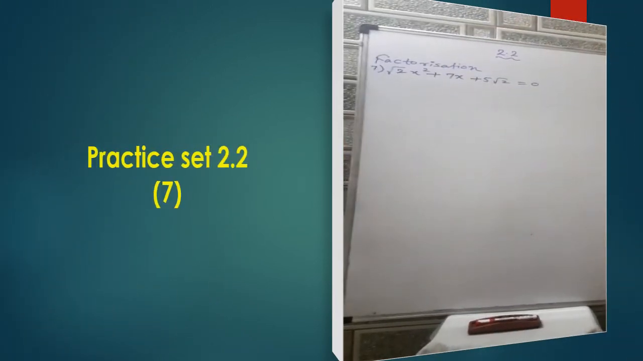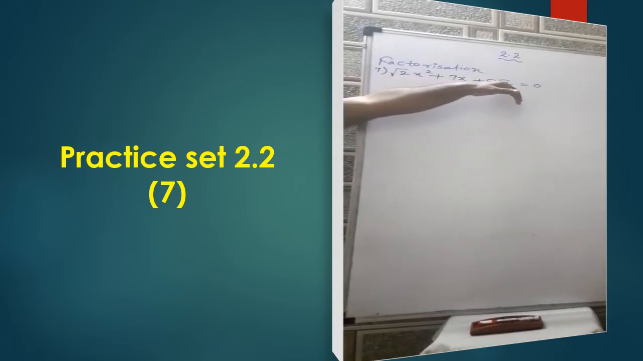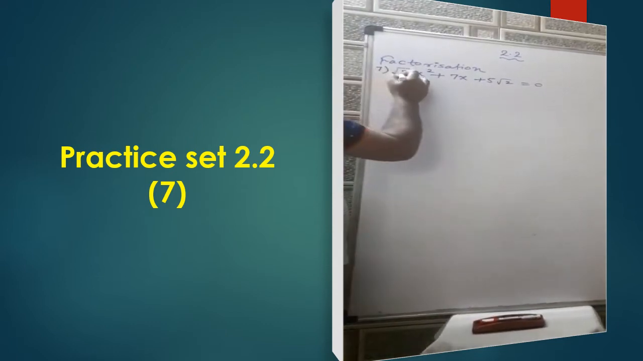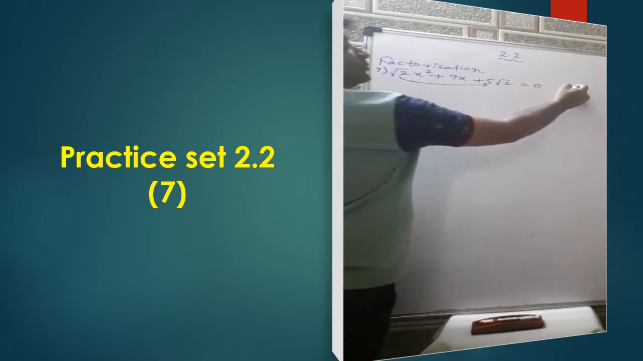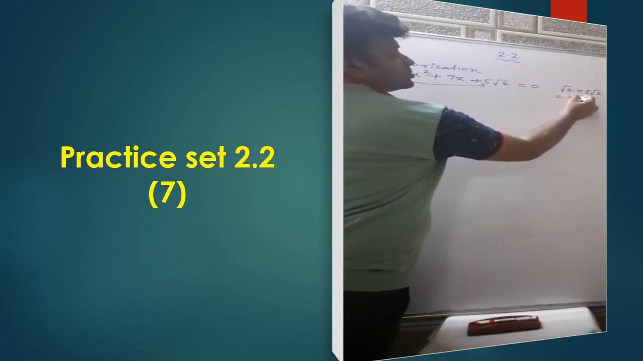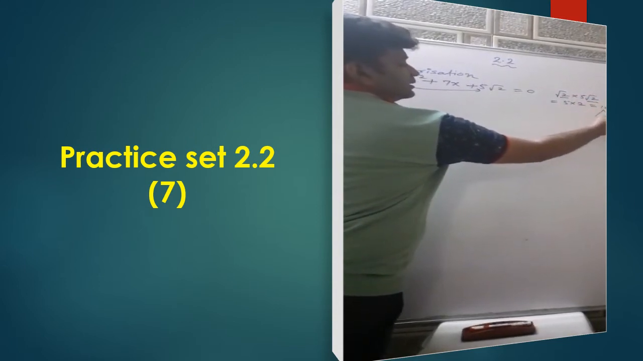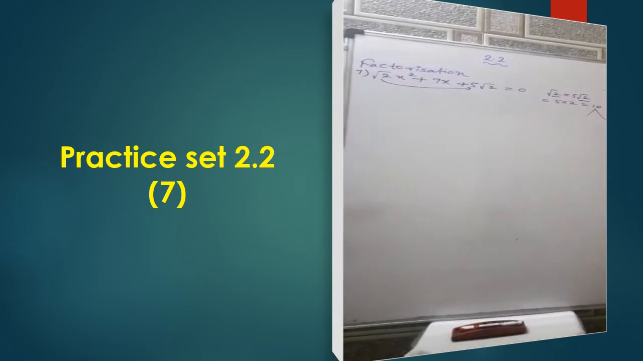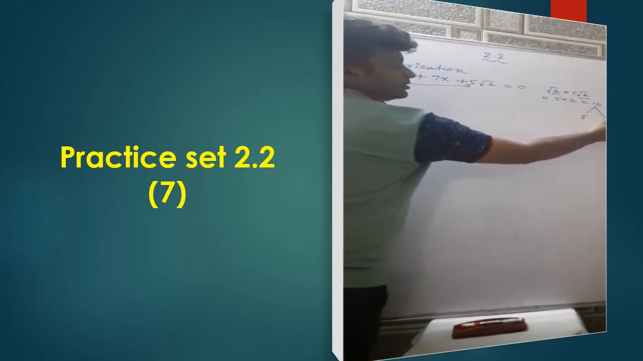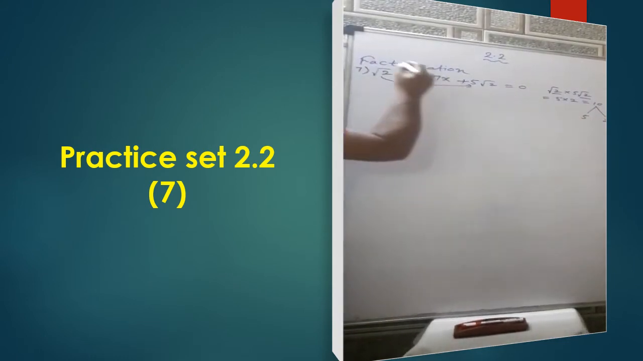Seventh one, square root 2 x square plus 7x plus 5 square root 2 equals 0. So here this root 2 we multiply with 5 root 2. So square root 2 multiplied with the 5 square root 2, you get 5 into root 2 into root 2, which is 2, so you get 10. Now you need two numbers whose product is 10 and sum is 7. So 5 multiplied with 2 you get 10, and 5 plus 2 you get 7.